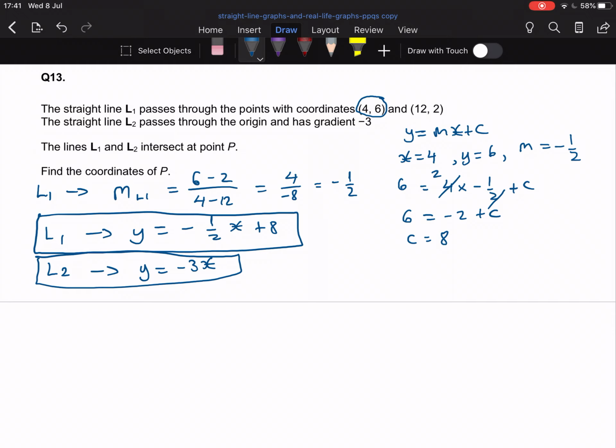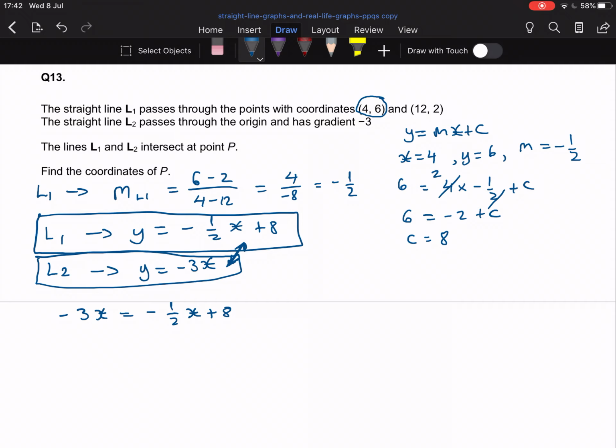We said we're going to have to solve these simultaneously. So you guys notice that y can be equal to -1/2 x + 8, and y can also be equal to -3x. So if both these expressions in terms of x are ways of describing y, we can make them equal to each other. That's the reason why I can say that -3x is equal to -1/2 x + 8, because they're both y equals to y.